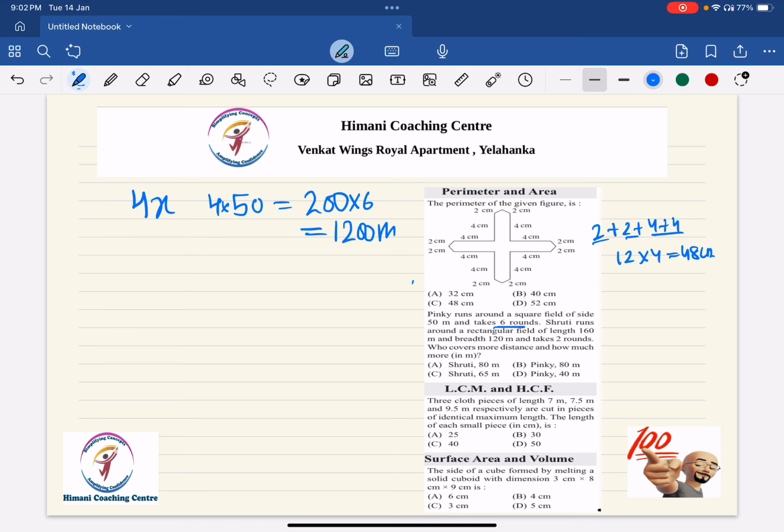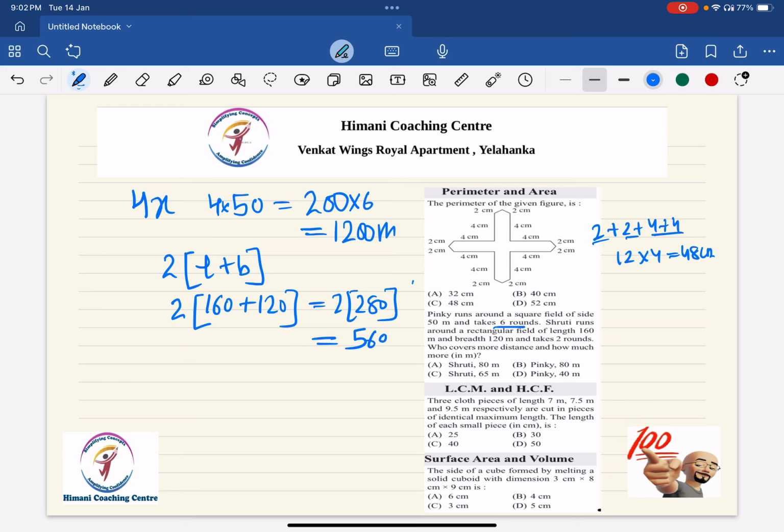Okay. Now let us look at Shruti. So what is the perimeter of a rectangle? Twice length plus breadth. So in one round, Shruti will cover, length is 160 and breadth is 120. So 160 plus 120 is 280. Now you do 280 into 2. So 2 8s are 16, 560.